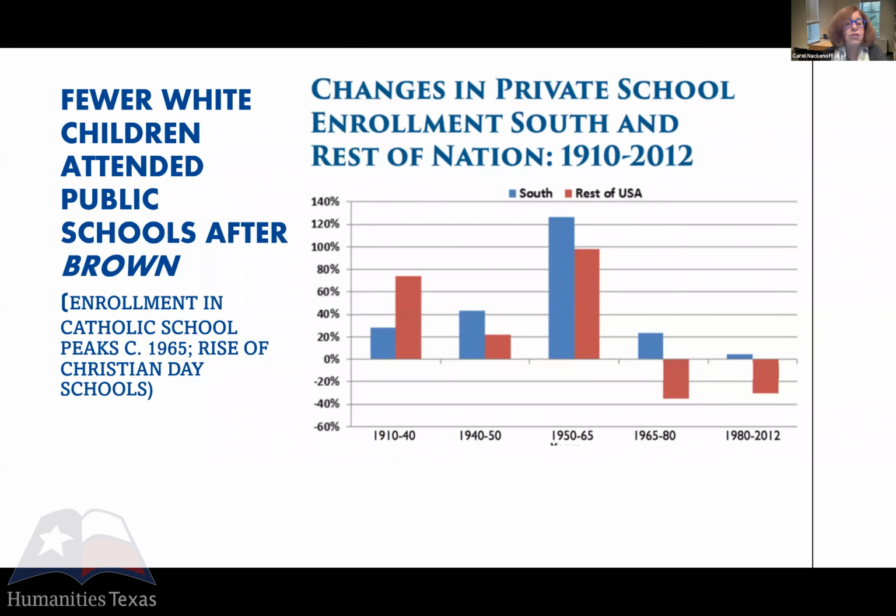Another bit of evidence, there were fewer white children attending public school after Brown. For a while, many were going to Catholic schools, but you saw the rise of the Christian day school and evangelical schools. This separates North and South, but you see that the South is enrolling more children in private schools even in 2012. So the population of white students in public schools has declined.